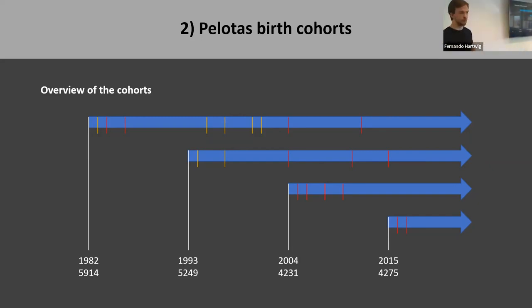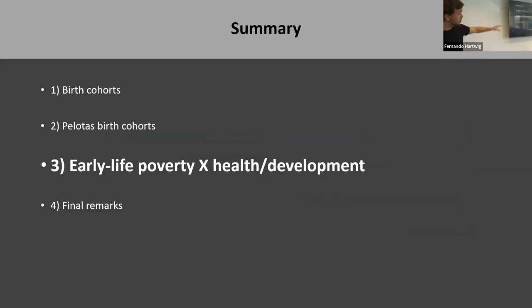So it's just an overview of the cohort, not a big deal here in the picture. I mean, it is a big deal to have that, right? But not in the sense of what I'm going to present today. So now I wanted to share with you some results where we looked at the association between early life poverty and some health and development outcomes.